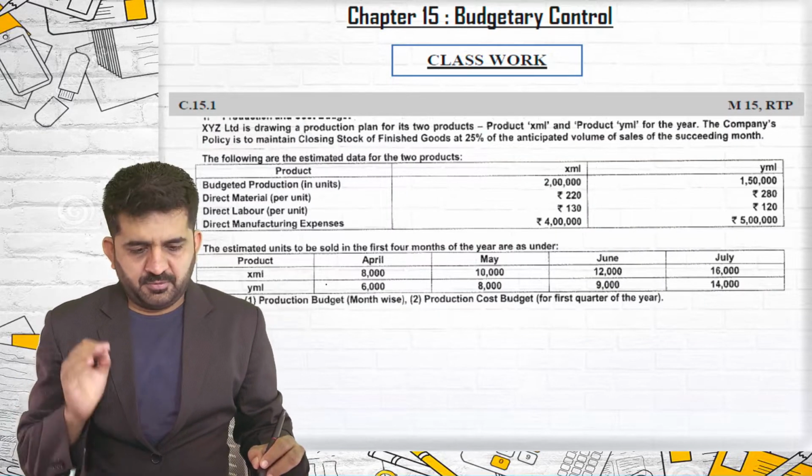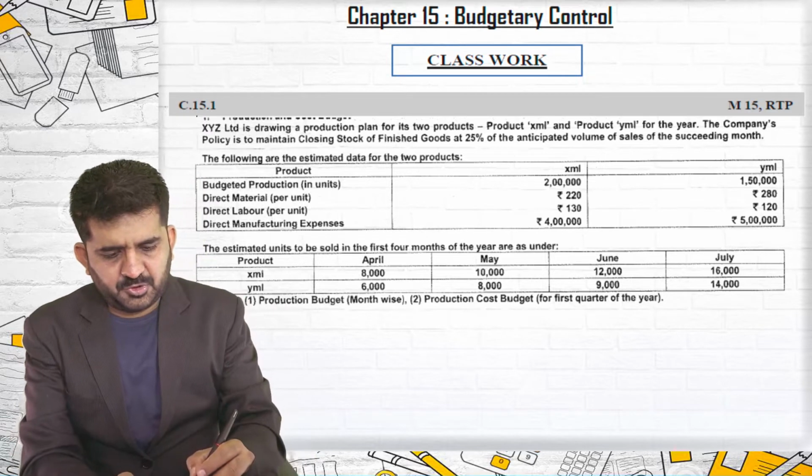Let's solve some of the questions of budgeting. The first question is C15.1.